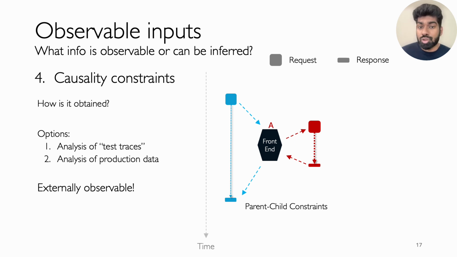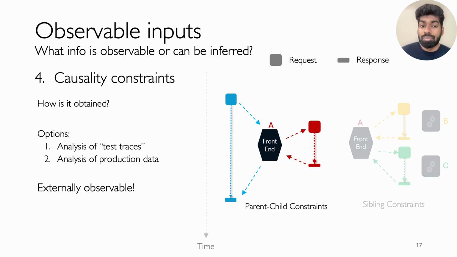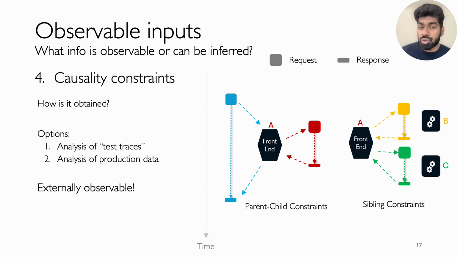Now, the second set of constraints are the sibling constraints, which is simply enforcing in what order the backend calls should be made. So in this case, the call to B must start and finish before the call to C is made, which is in contrast to a constraint which allows those calls to be made in parallel. To obtain these constraints, we can use the traces generated in the developer environment mentioned previously.